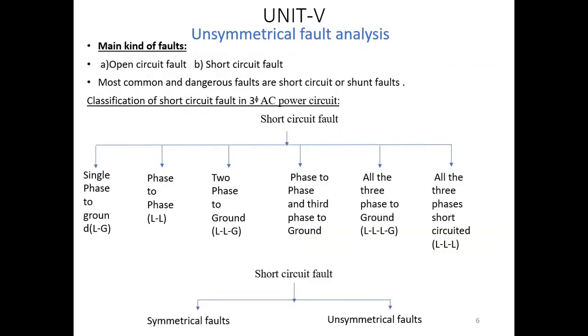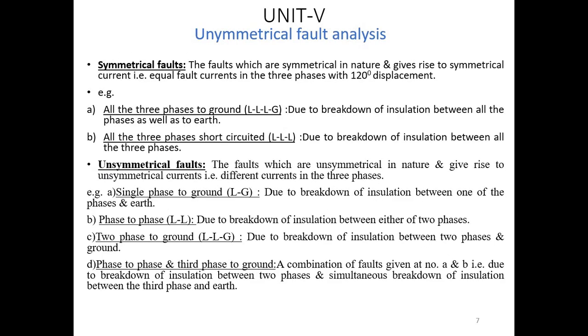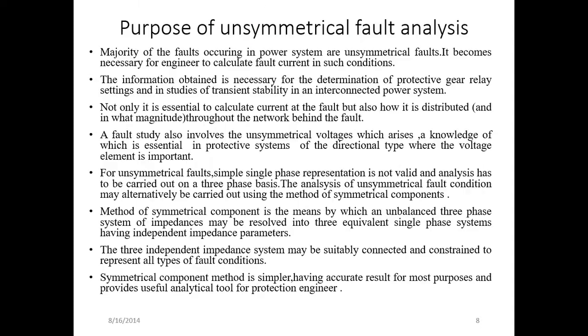Then we had discussed the different types of faults, that is symmetrical fault and unsymmetrical fault. In case of the symmetrical fault, examples are triple LG and triple L fault. Unsymmetrical faults are the faults which are unsymmetrical in nature and give rise to unsymmetrical currents, such as different currents in the three phases. Examples of the unsymmetrical fault are line to ground fault, line to line fault, double LG fault, and phase to phase and third phase to ground fault.